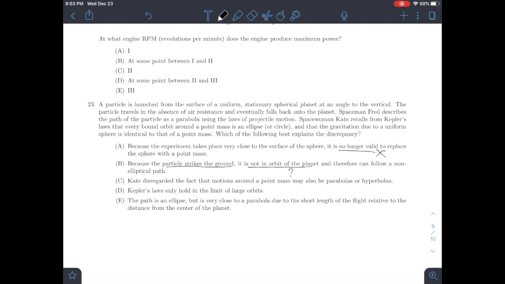B, because the particle strikes the ground, it is not in orbit of the planet. Do you have to be in orbit of the planet to apply Kepler's law? No, I don't think so.